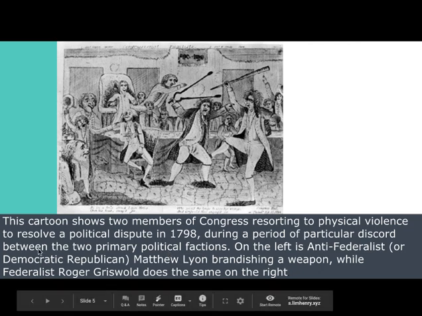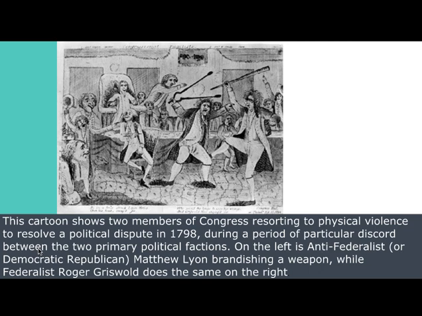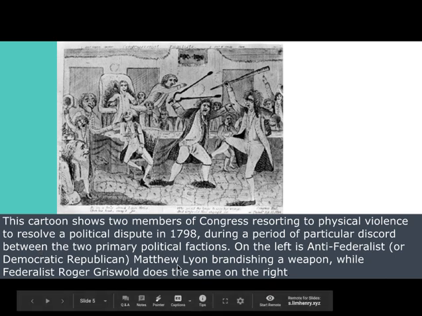The caption says, this cartoon shows 2 members of Congress resorting to physical violence to resolve a political dispute in 1798, during a period of particular discord between the 2 primary political factions, the Federalists and the Anti-Federalists. So Matthew Lyon, who was an anti-federalist on the left. This is him, pretty angry guy.